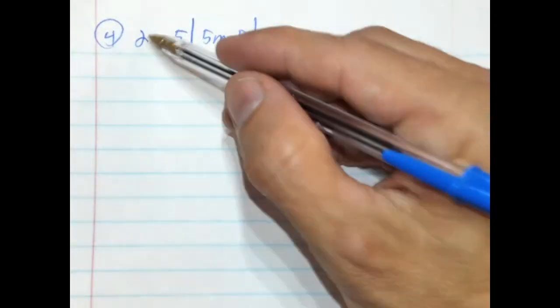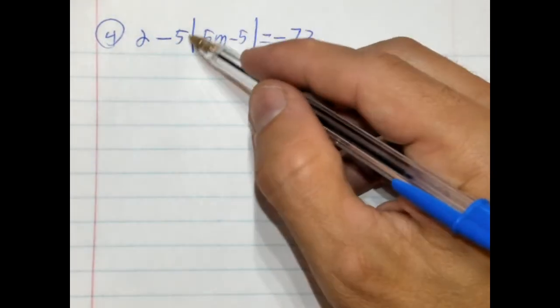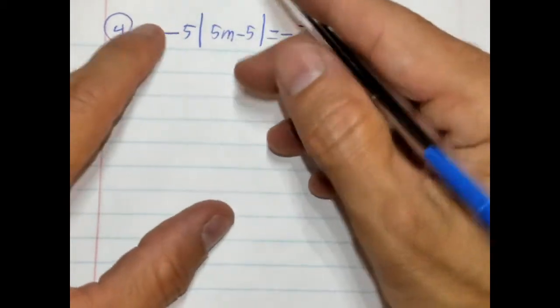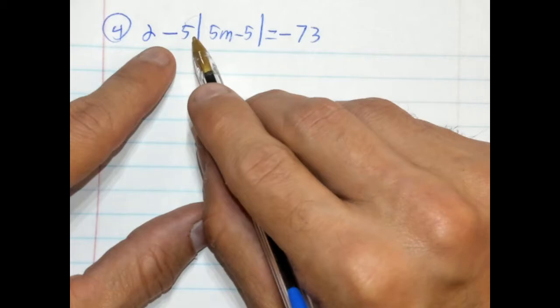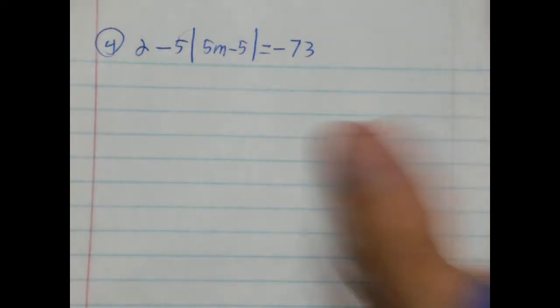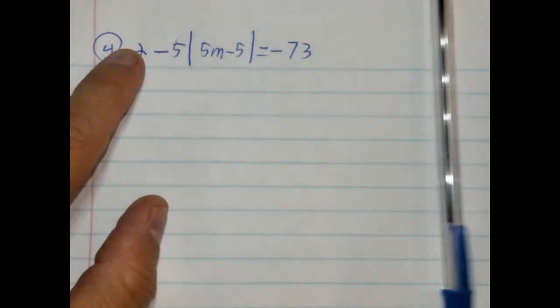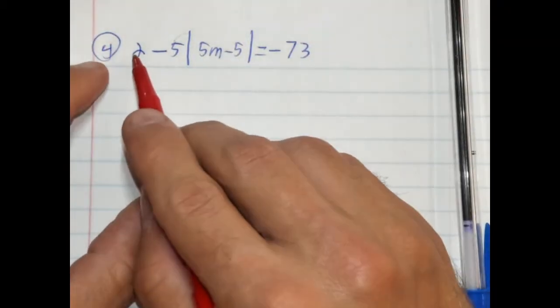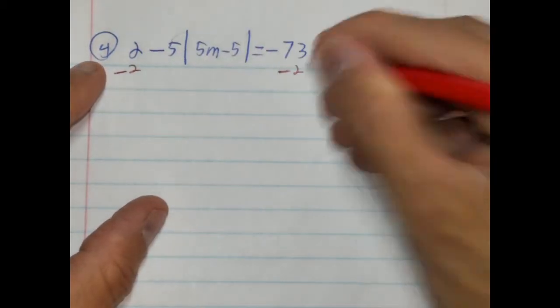So this is 2 minus 5 times the absolute value of 5m minus 5, right? So this is multiplication, obviously. Negative 5 is being multiplied by this. You cannot distribute this. You cannot treat this like a parentheses and distribute it. So think of this almost as a coefficient, and this is a variable. We're going to get rid of 2 first. We can just simply subtract 2 from both sides. Okay? So we're going to do that.